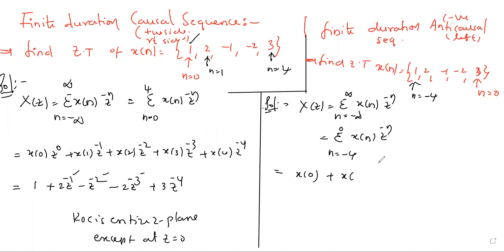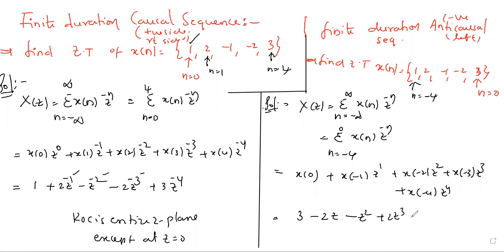After x of 0, x of minus 1 into z power 1, x of minus 2 into z square, x of minus 3 into z cube, plus x of minus 4 into z power 4. X of 0 is 3. X of minus 1 is minus 2z. X of minus 2 is minus z square. X of minus 3 is 2z cube. X of minus 4 is 1 z power 4. So based on coefficients, we can write 3 minus 2z minus z square plus 2z cube plus z power 4.